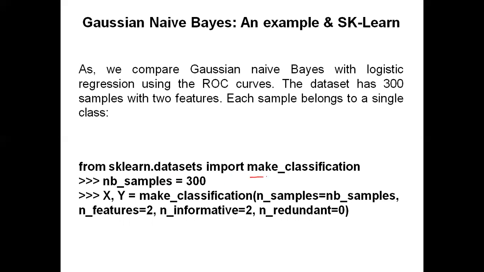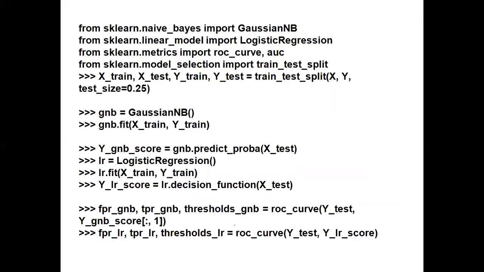Here we are using a data set of 300 samples, which is created using the make_classification method. From sklearn.datasets import make_classification, then we have initialized this variable with 300. That variable we are passing as a parameter to the make_classification function. So this is the first parameter. Second parameter is the number of features. Third parameter is the number of class labels.